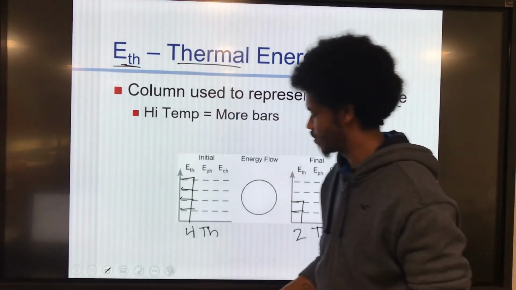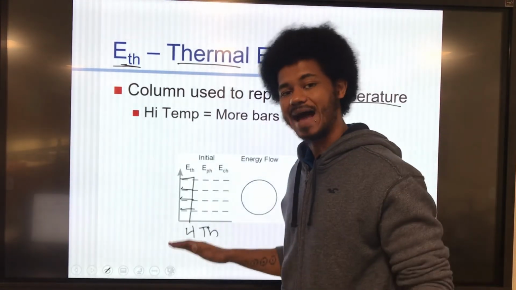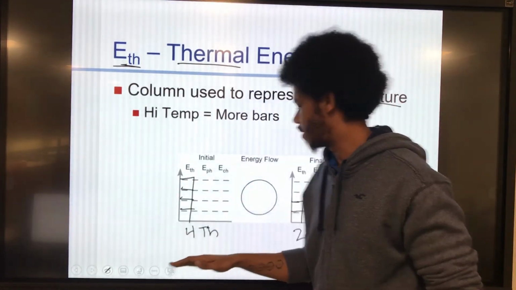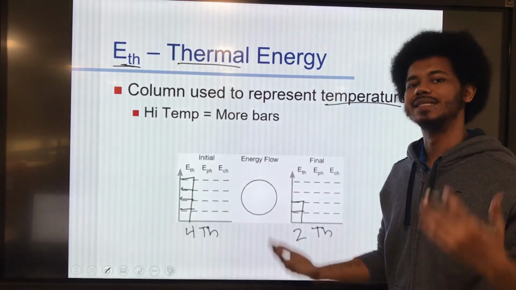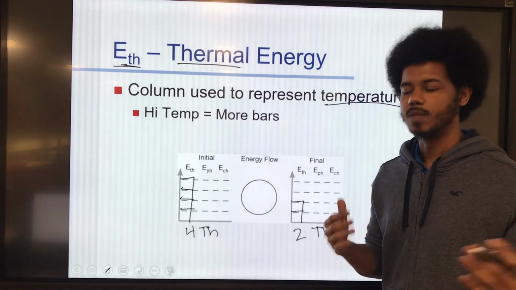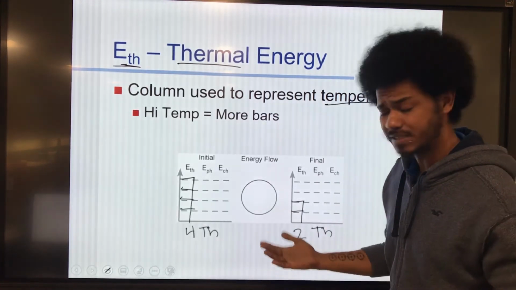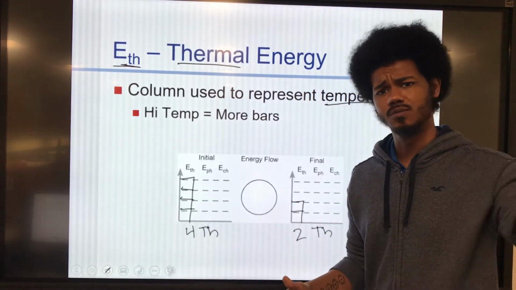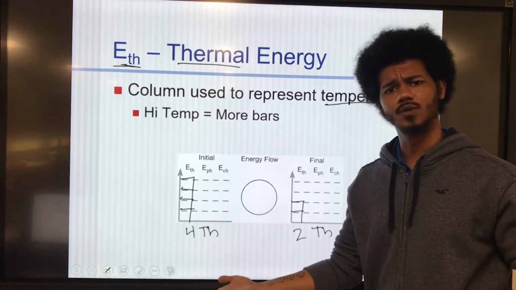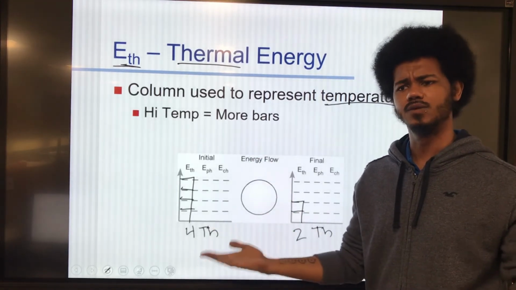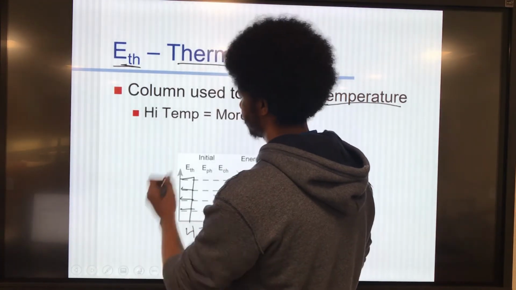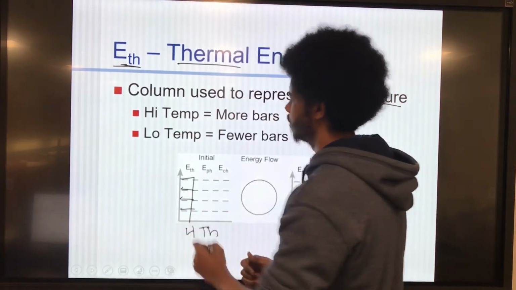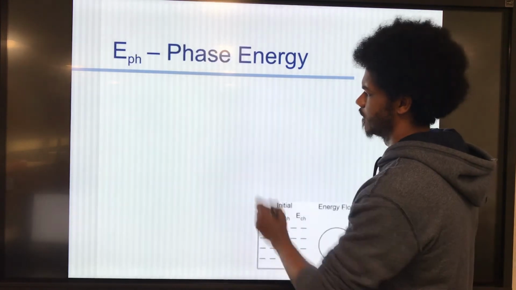That's not necessarily what's going on here, but again, high temperature, more energy bars. Low temperature, we should have fewer energy bars, and that's how we'll track the temperature. There's no real rule. It's literally just high temperature, more bars, low temperature, fewer bars, and that's really the only trick there. So that's how we represent temperature.